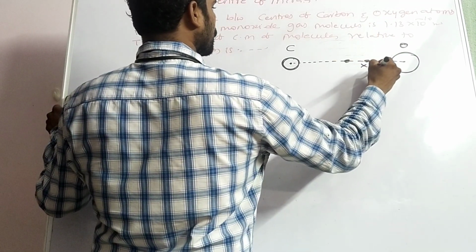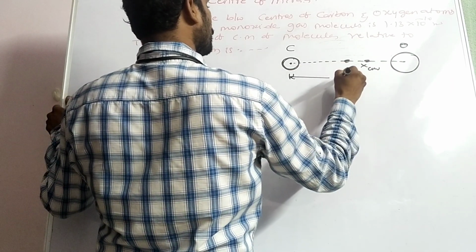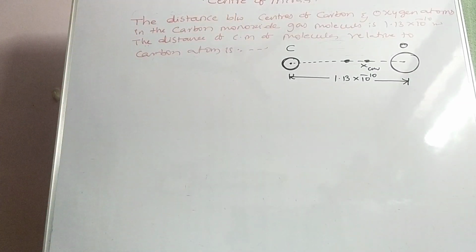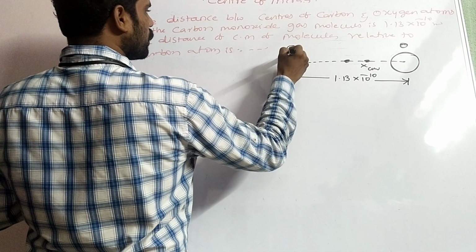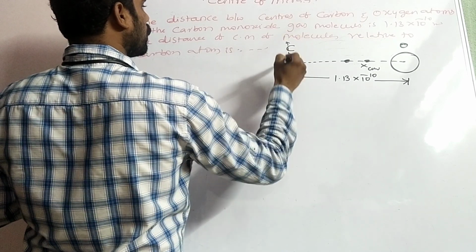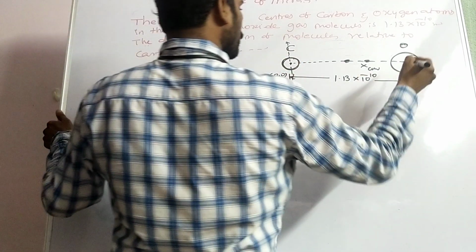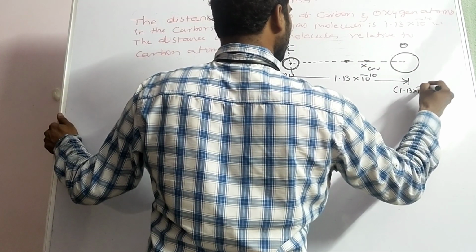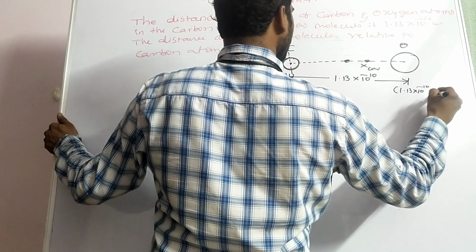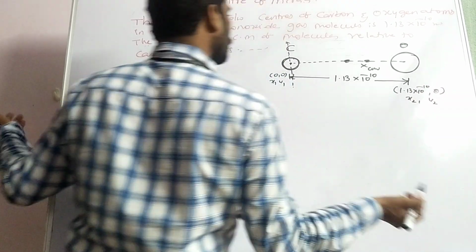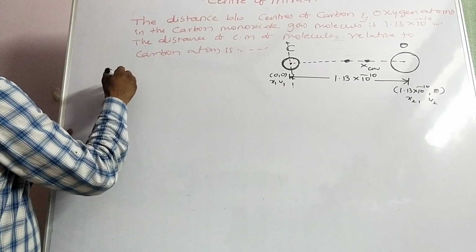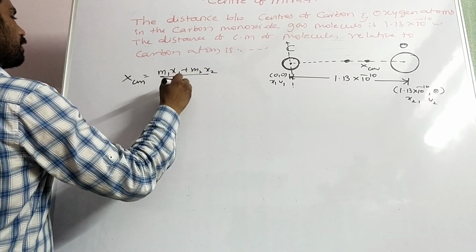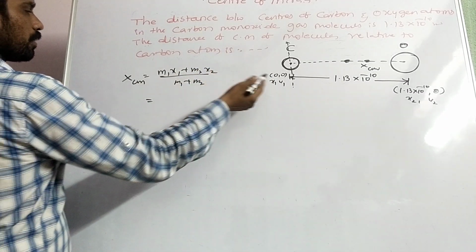So let us consider that XCM. The distance between them is 1.13 into 10 to the power of minus 10 meter. And always we assume that from here is the origin, 0, 0. Then for the carbon, x1 y1, and here x2 y2 is 1.13 into 10 to the power of minus 10 comma 0. We know the expression XCM is equal to m1 x1 plus m2 x2 by m1 plus m2, as it is near the origin.